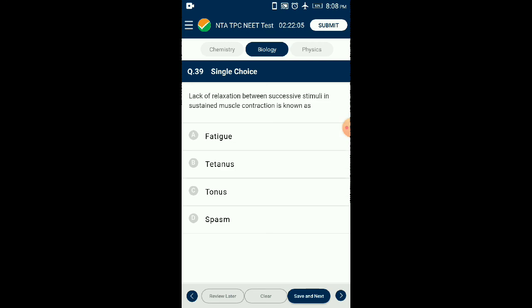Question number 39. The absence of relaxation between successive stimuli in sustained muscle contraction is known as. It is an acute, often fatal disease of the nervous system which is caused by a bacterium called Clostridium tetani. It releases several toxins which damage the nervous system. The toxin affects mainly the neuromuscular junction. This results in either localized or generalized muscle spasm. So the answer for this question is option B, tetanus.